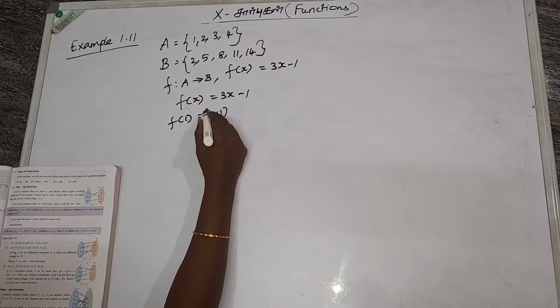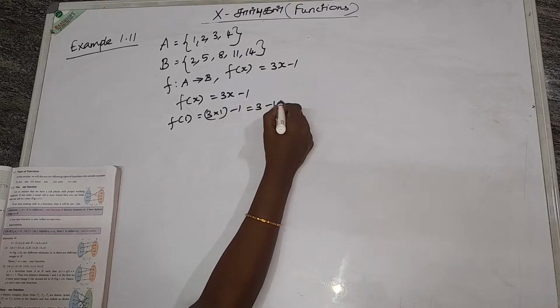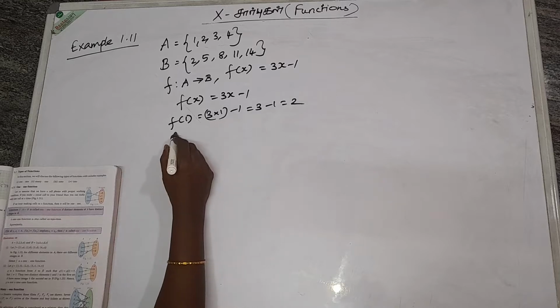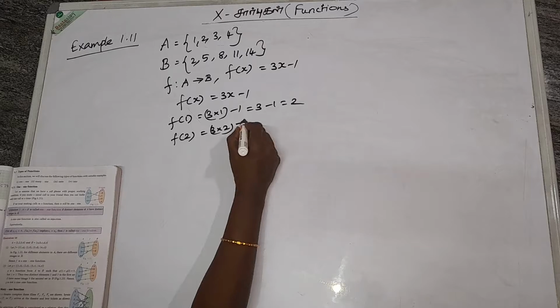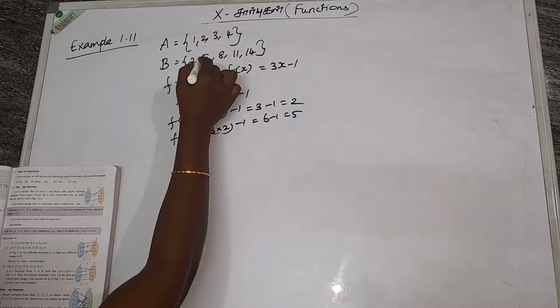So 3 into 1 minus 1. In the place of x you have to substitute 1. 3 ones are 3, 3 minus 1 is 2. So the image of 1 is 2. So we have found it. Okay, and then f of 2, the second one. So 3 into 2 minus 1. So 6 minus 1 is 5. The image of 2 is 5. 2 is related to 5.